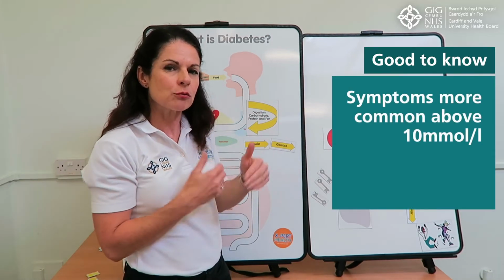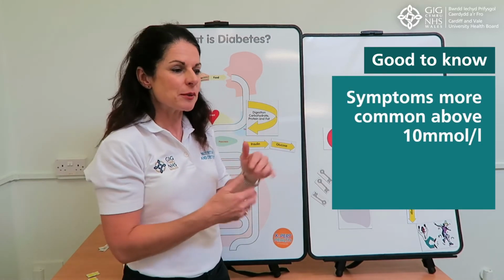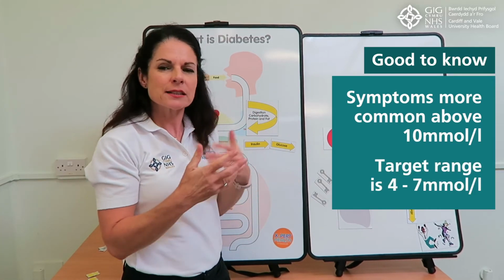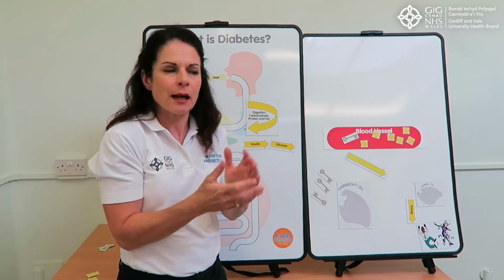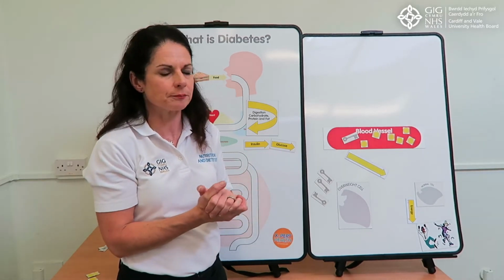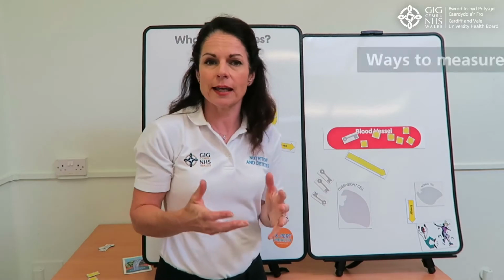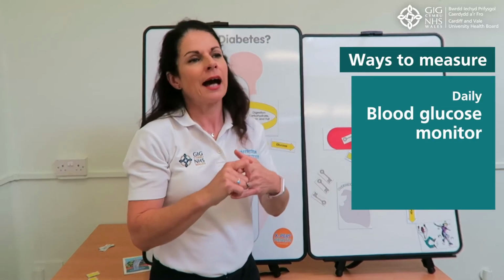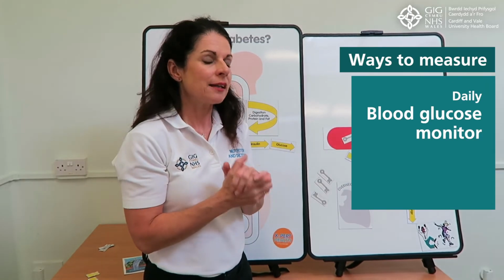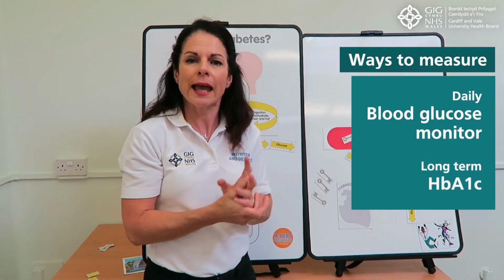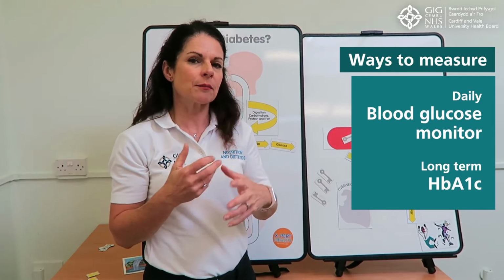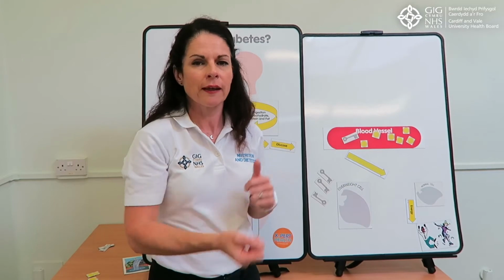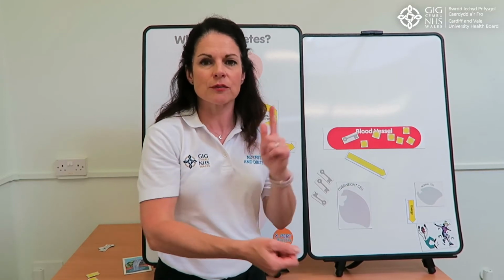because the range that we would like them to be in is between 4 and 7 millimoles per litre. So let's talk about how we might measure that. How will you know if they're between 4 and 7? There's two ways. Some of you might have a blood glucose monitor at home and you prick your finger and check what it's like there and then. Another way of measuring it is something called a HbA1c. And this is something that your clinician, your practice nurse or your GP would measure for you, and that's taken from blood out of your arm.